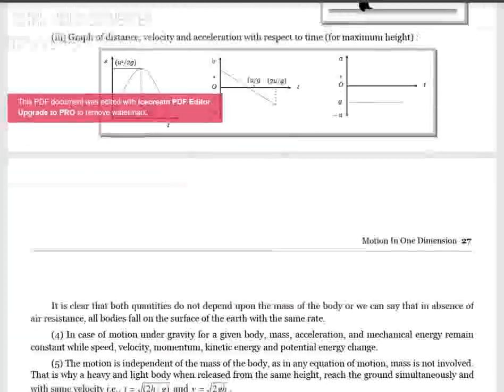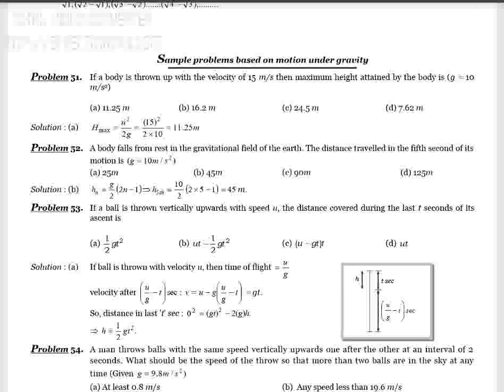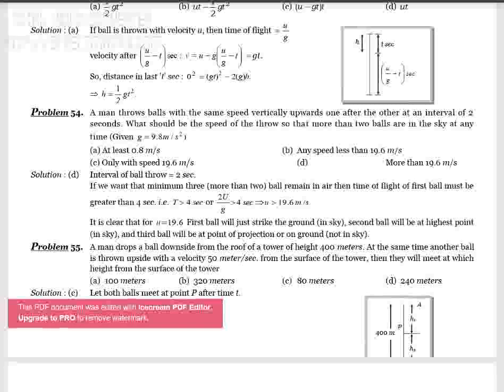Okay, let us see some examples which are related to this. Let us see one. Question number 51. If a body is thrown up, since it is thrown up, it's a projectile, with a velocity of 50 meters per second, then the maximum height attained by the body is, g is equal to 10 meters per second squared, and you are asked to calculate h max. This one is a projectile, it's not one dimensional, it's 2D. If the object is thrown vertically up, let us take one vertical motion.